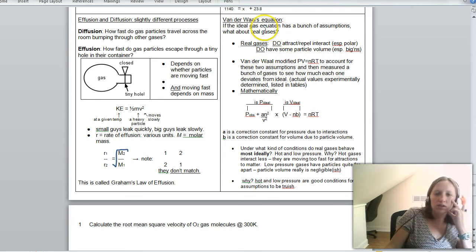And van der Waal was thinking, so this ideal gas equation, it has these assumptions that say, number 1, that the particles don't have any volume. Well, that's dumb. Of course they have some volume. It's not big, but it's a little bit. And then the other assumption that he challenged was the assumption that the particles are not attracted to each other or repel each other at all. Well, that's kind of dumb, because they do. And depending on what gas it is, it's going to be larger or smaller, or attractive and repulsive.